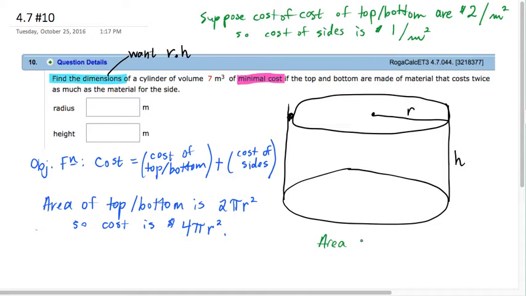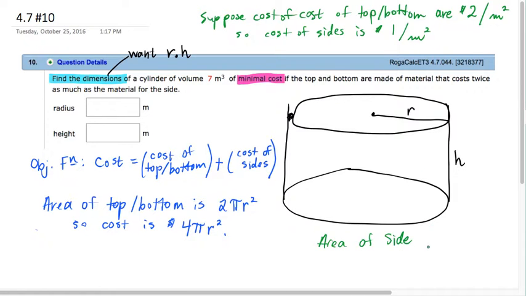What is the area of the side, or sides? If you have a cylinder, here's my cylinder, and you split the side and you unroll it, what shape do you get? Rectangle. So the area of the side is the area of the rectangle that you would get if you were to split it and unroll it.